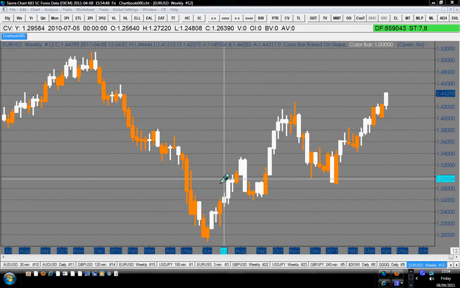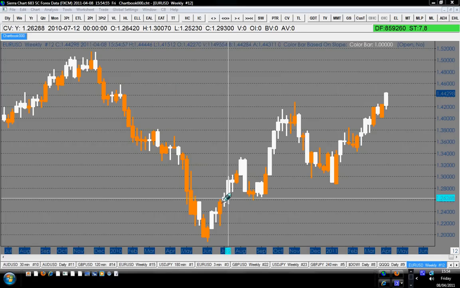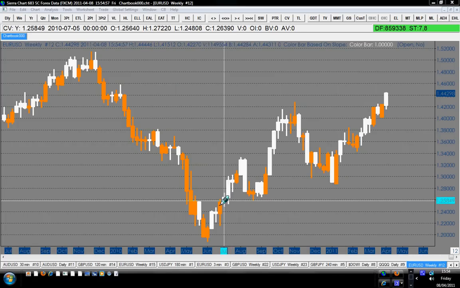This is July 2010. As you can see, this candle here has a shadow and also a small tail. The market will always adjust itself and reset itself for the beginning of the new month or the new season or the new quarter. This is one of the protocols of the market.